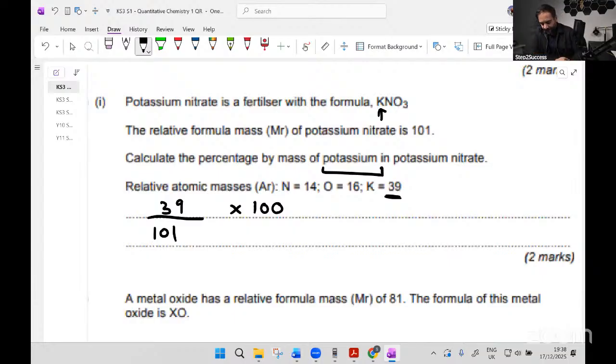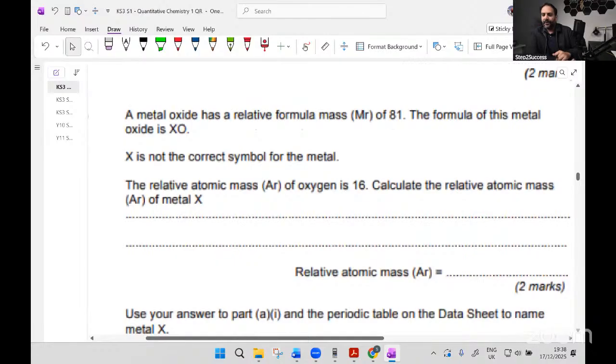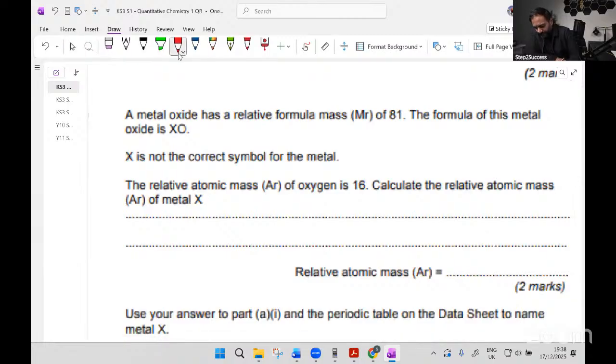Right, that's the answer to that. Then, this is a good, slightly harder question, so I want to do this. Slightly surprised nobody asked me this. We have a metal oxide which has a formula XO, but X is not the symbol for the metal. So it's something O, right? So let's just put a box here. There's something O.